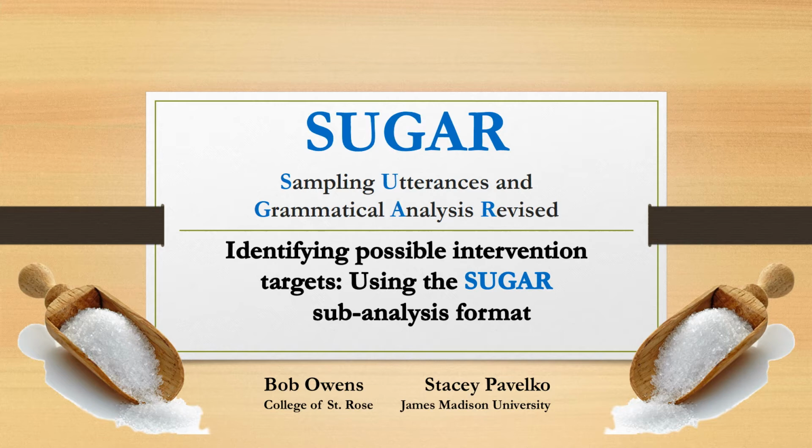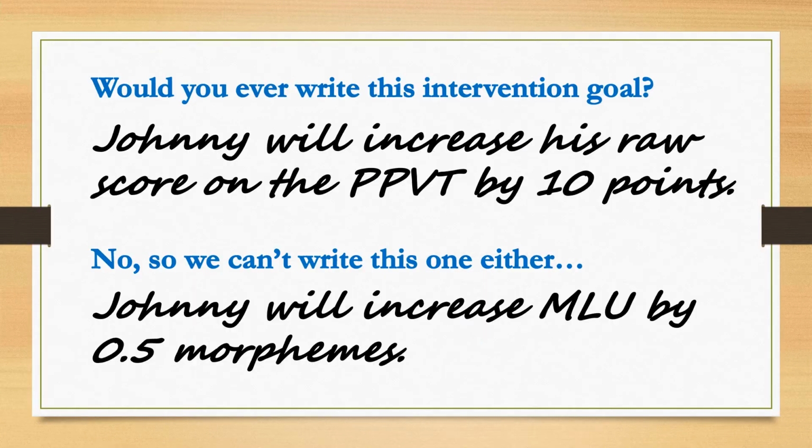You might be wondering why you should go to all this bother. Let's just take a minute to look. For just a moment, imagine the scenario in which you give the Peabody Picture Vocabulary Test and then target the test score as an intervention goal. You'd never do that. And although I've actually seen the second one, an MLU goal statement on IEPs, you shouldn't target MLU either, or any of the other SUGAR metrics as an intervention goal. So, where do we go?